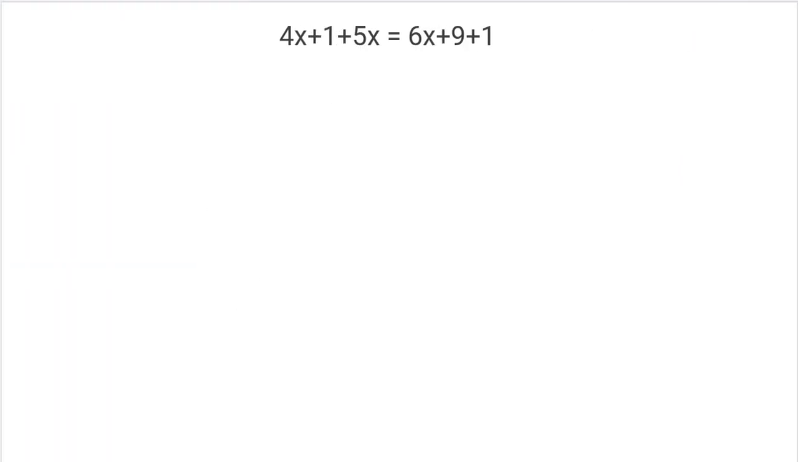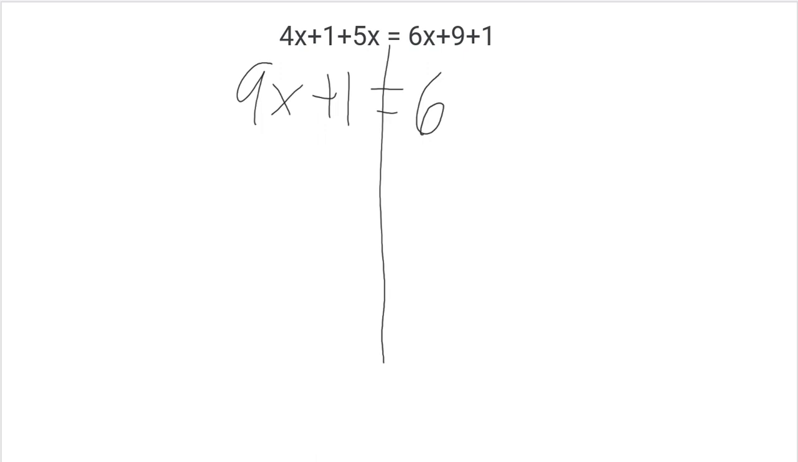Now for this example, there are things that we can combine before we have to move anything. So because they're on the same side of the equal sign, we combine them first. So 4x and 5x makes 9x. And 6x has nothing to add to on this side of the equal sign, so I'm just going to rewrite it. And then 9 plus 1 is 10.